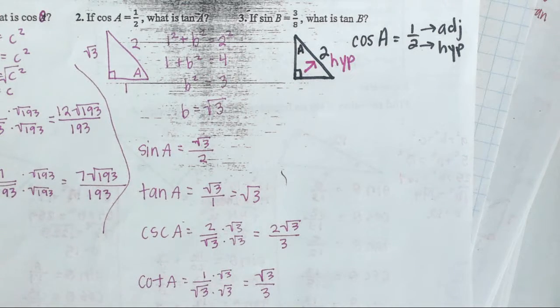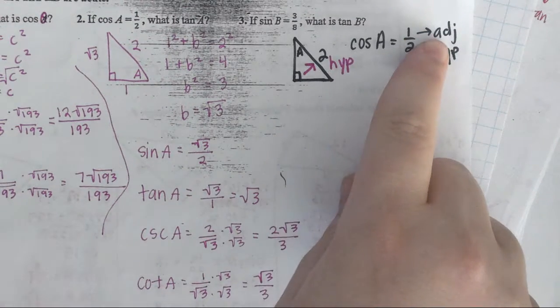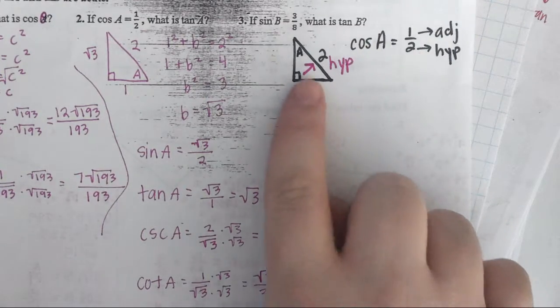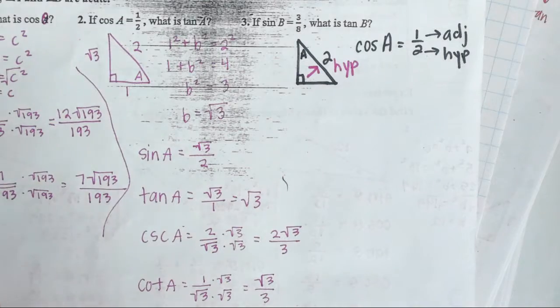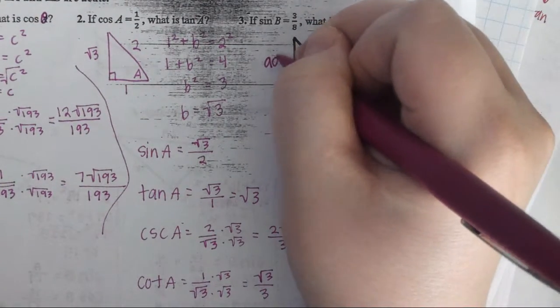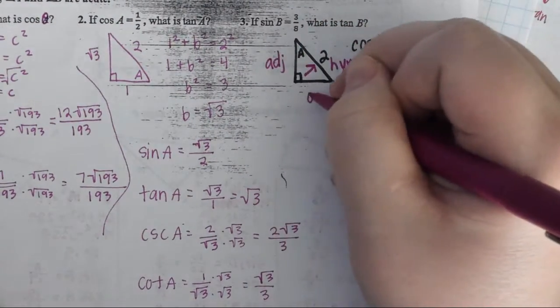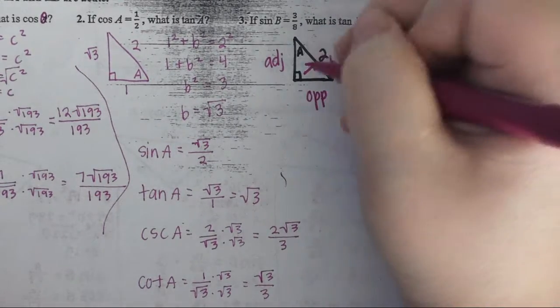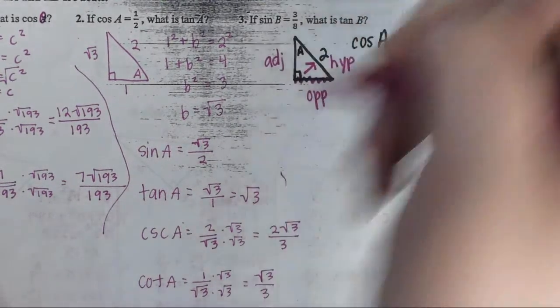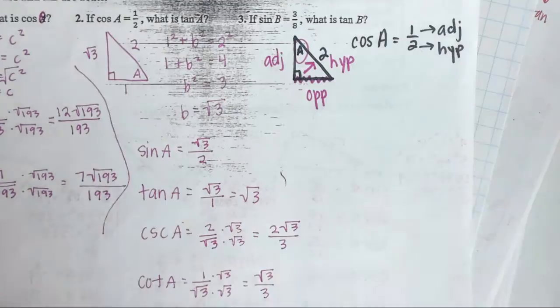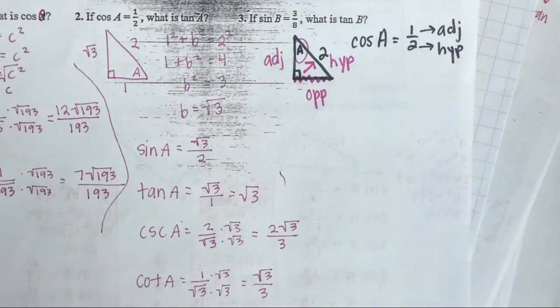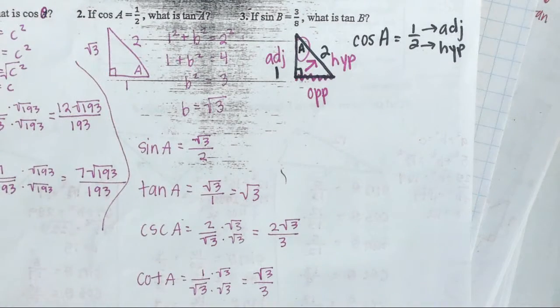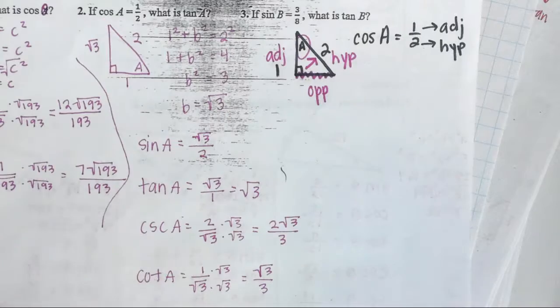And so the adjacent, so adjacent would be, it's either next to the A or across from the A. Next to it. So this would be adjacent. And then opposite of angle A would be this side, because literally this side of the triangle is opposite of that angle A. So I know adjacent is 1. So I've got 1, 2, and I'm missing this other side. And I've got to figure that out.